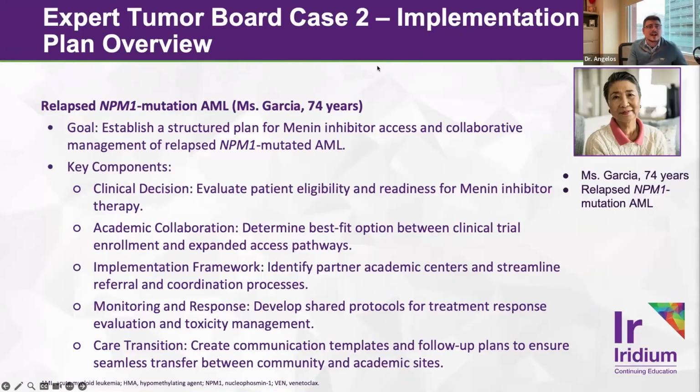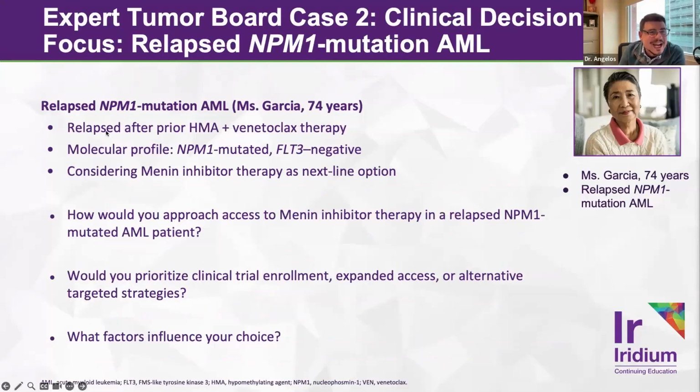So we have a patient here. This lady is 74 years old and looks like she has a diagnosis of an NPM1 mutated AML. It looks like she relapsed here after prior HMA venetoclax therapy. And again, we know that she's NPM1 mutated, FLT3 negative. And so the question really here is, what is the next line of therapy?